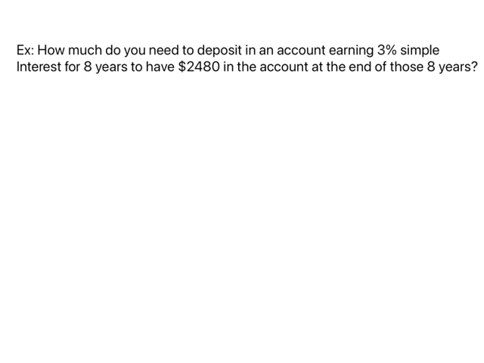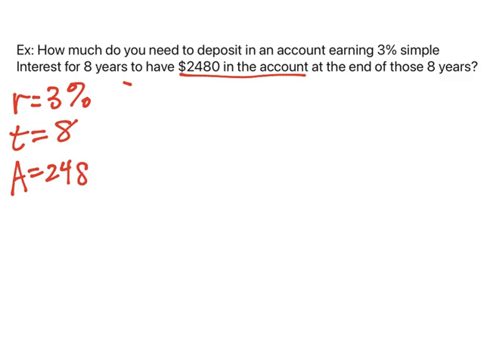So 3 examples. Here's number 1. How much do you need to deposit in an account earning 3% simple interest for 8 years to have $24.80 in the account at the end of those 8 years? Now, think about what we know. We know the rate is 3%. We know the time is 8 years. And we want to have $24.80 in the account at the end. That's A.